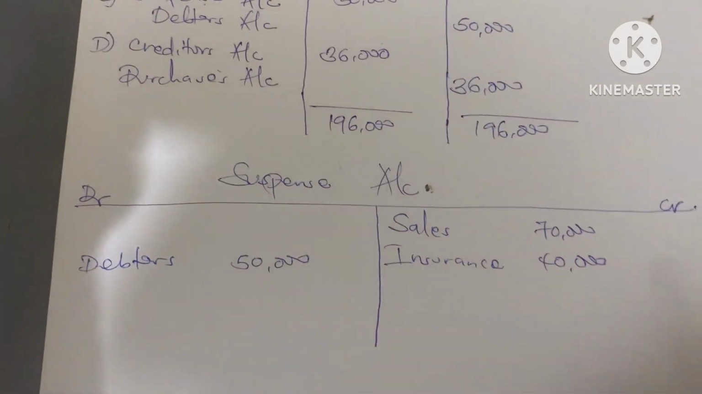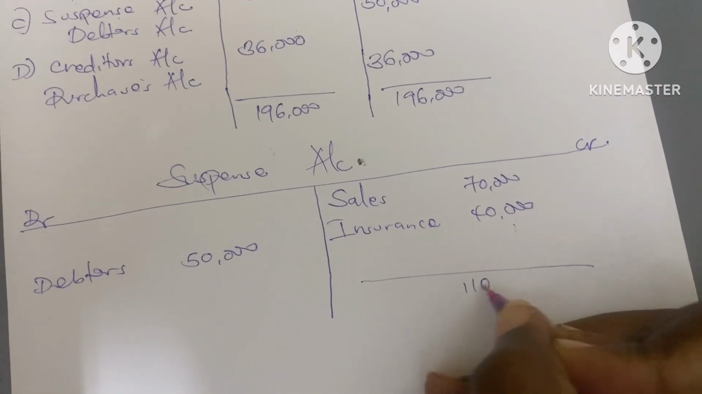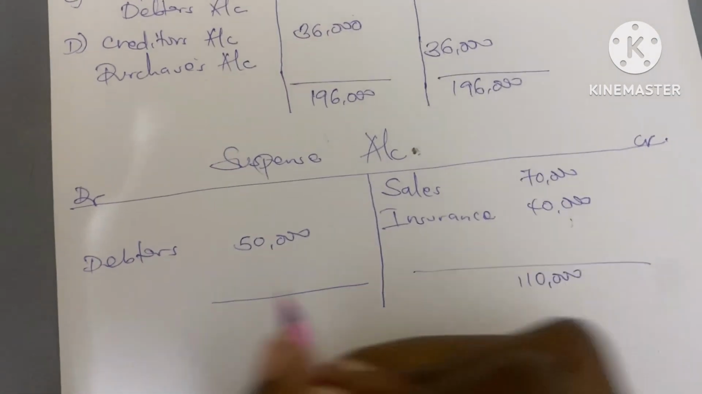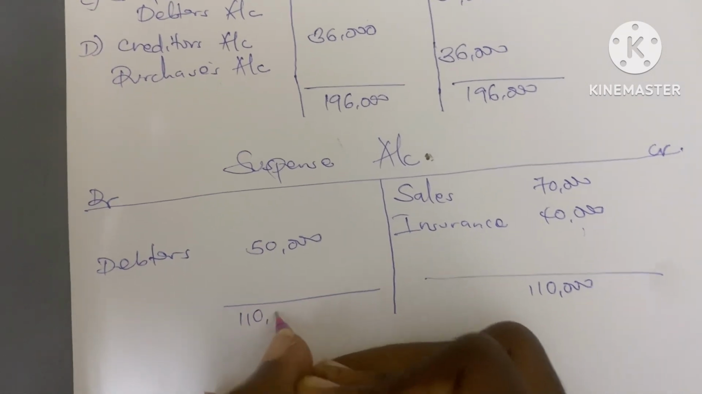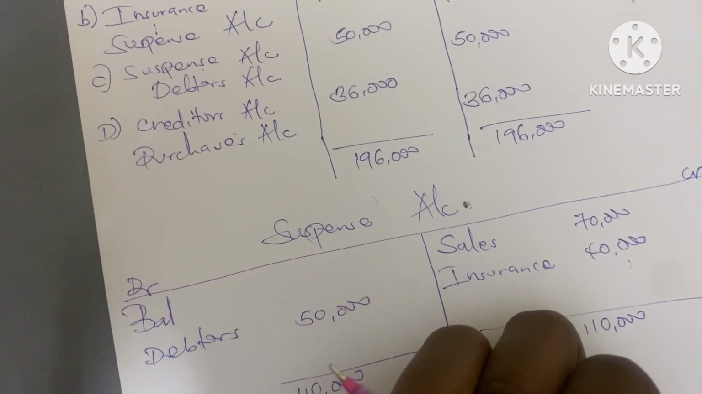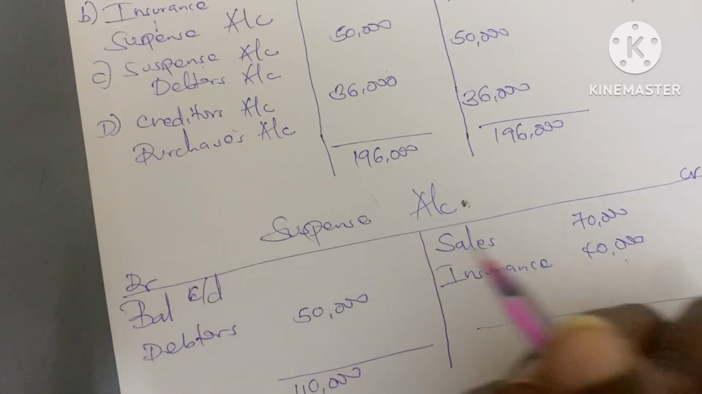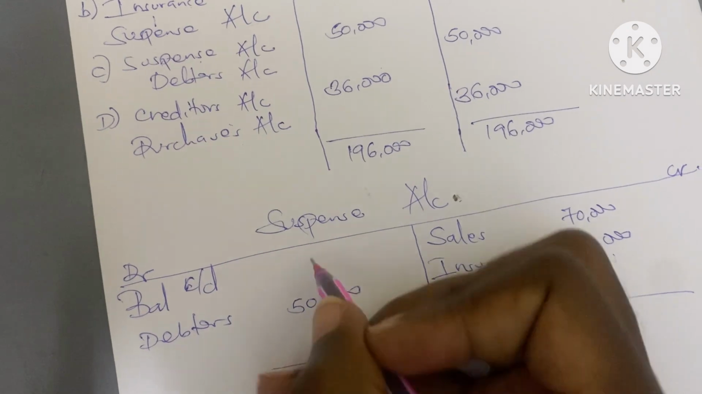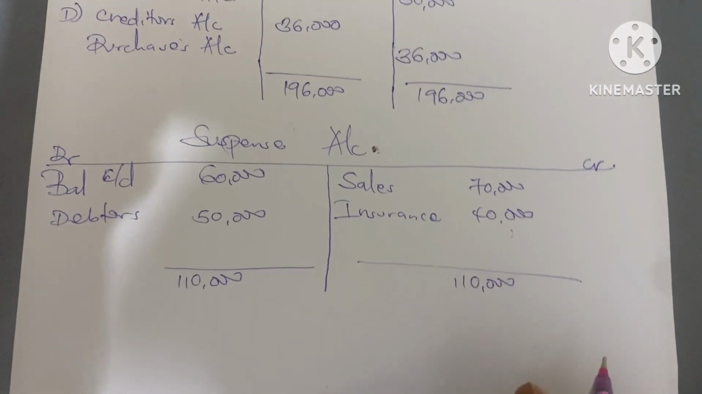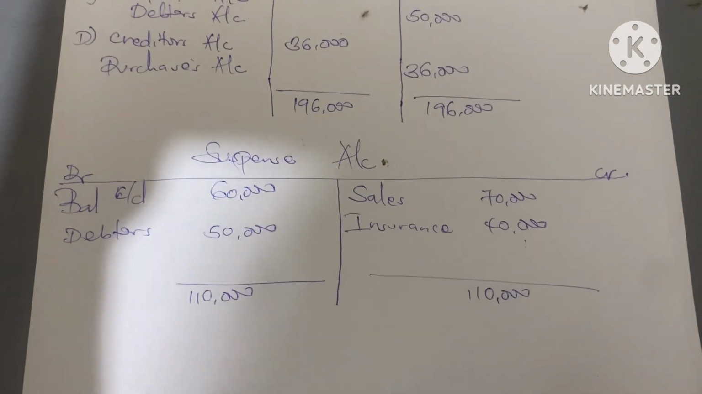So these are the only things that we record in the suspense account, then we balance. So this plus this, it is 110. So this side is greater than this side, so we write 110 here too. So this minus that, we get the balance. Balance carried down, which is this minus that, it is 60,000. Yeah, like that. So that is our suspense account.